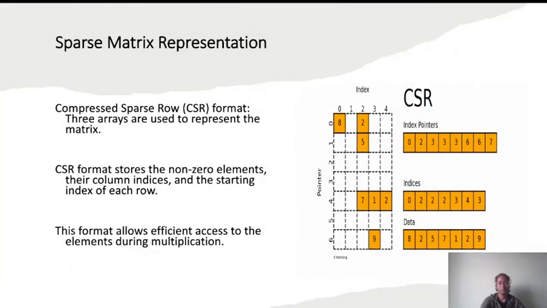Sparse matrix representation: Compressed Sparse Row, CSR, format. Three arrays are used to represent the matrix. The CSR format stores the non-zero elements, their column indices, and the starting index of each row. This format allows efficient access to the elements during multiplication.